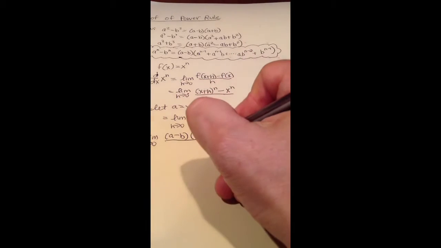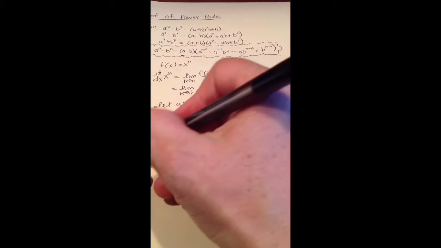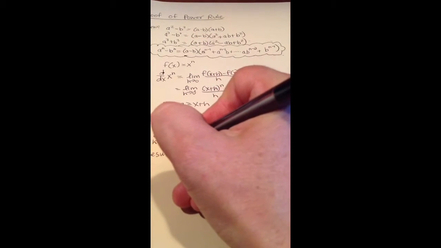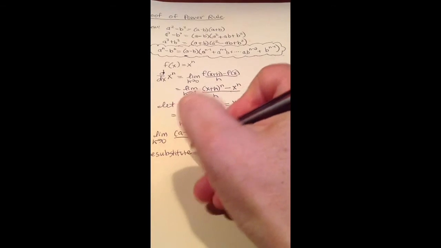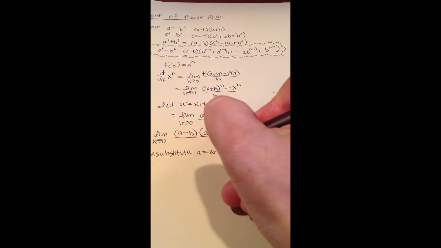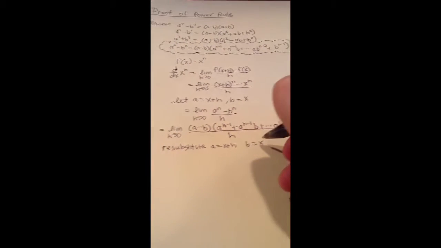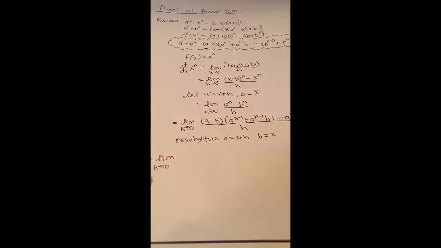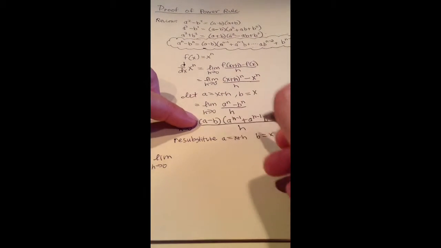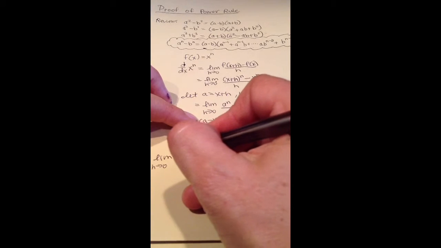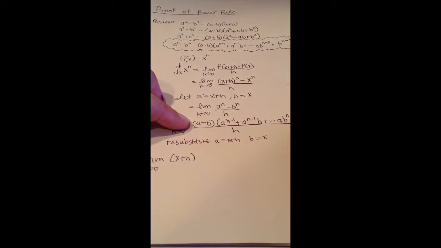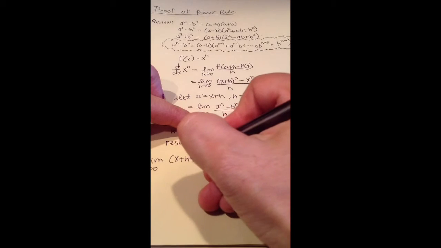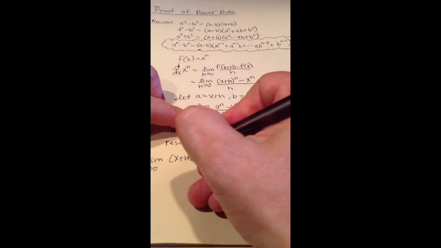all over h. Okay, and now to make things even more involved, I'm going to resubstitute in. So I'm going to resubstitute in this case. Resubstitute a for x plus h, and I'm going to resubstitute b for x. Okay, so when I do that, I'm going to end up with a limit as h approaches 0. Okay, instead of an a, I'm going to plug in x plus h back in. So it's going to be x plus h minus x. Okay, that's supposed to be a minus b in there.